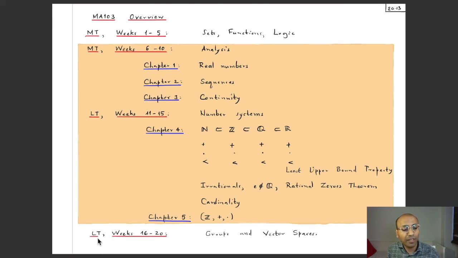Now in the last 5 weeks of Lent term, which won't be given by me, you will learn about groups and vector spaces. Okay, so that's it from me as far as the online lectures go, but of course we will meet again during the question and answer session.